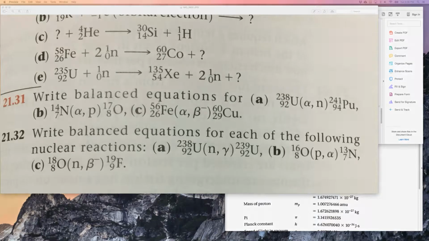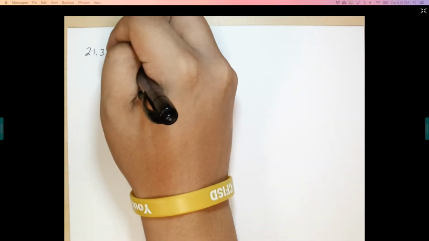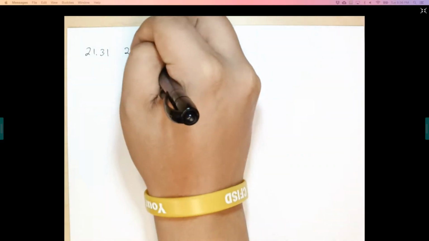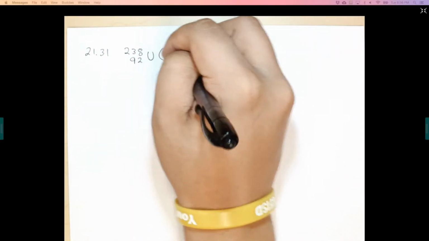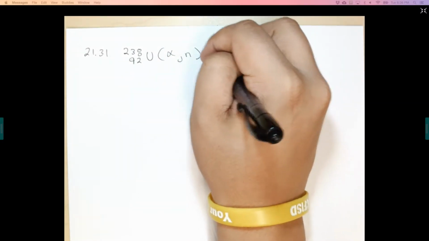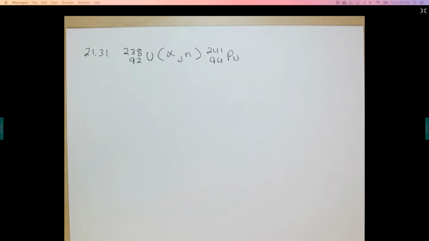So the first one is uranium-238 being bombarded with an alpha particle to create plutonium and a neutron. So what does that look like? So 21.31, and what they've given us in the question is the particular nuclide that we're working with, and then in parentheses we have the process that is occurring and what we should be getting out of it, right?